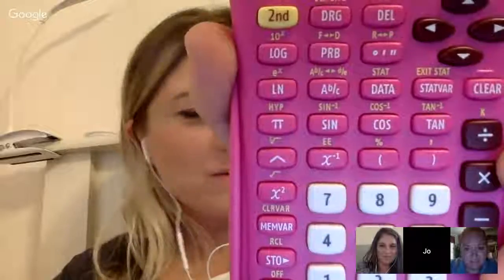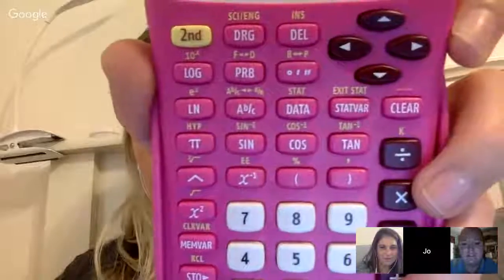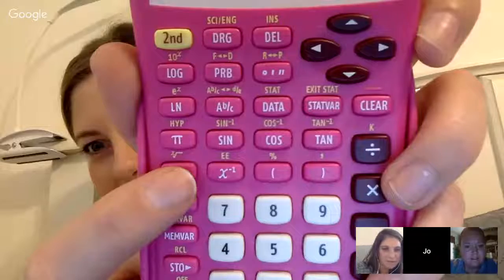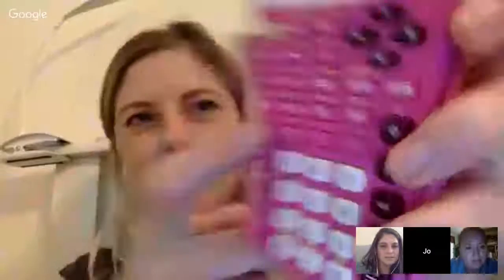How do I do the square root of 36? Move it over just a little bit. Go up. Because this is the square root, right? Okay, you push the second button. There should be a button that says second. And then you put the square root. Oh, okay. And then type in 36. Yes. I got 1. Guys, I got 1. Yay! I love it.